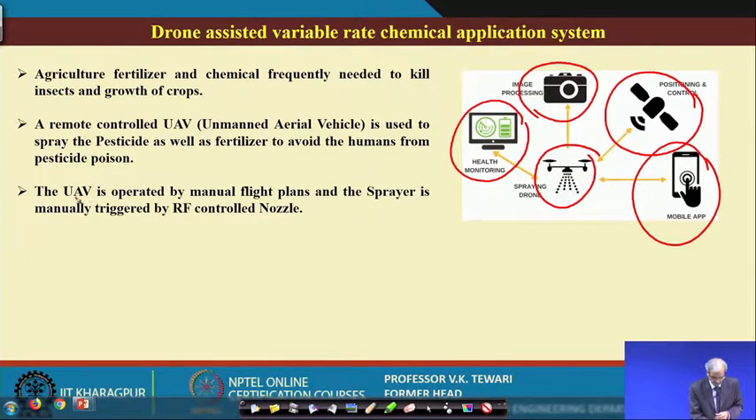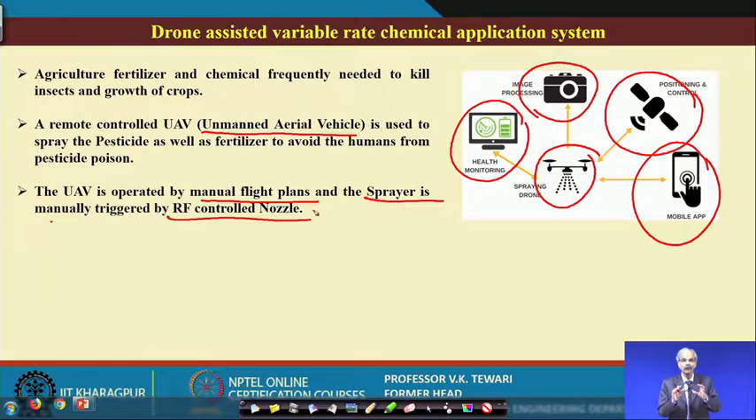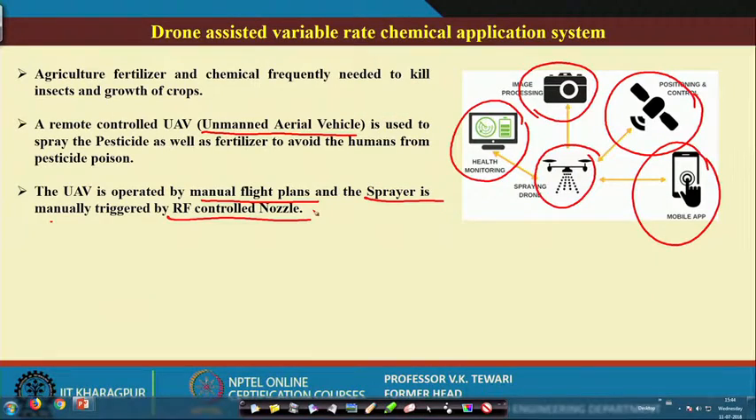Now, this UAV, which we also call an unmanned aerial vehicle, is operated by manual flight plans, and the sprayer is manually triggered by RF control nozzles. This is one way, that means you can control from a distance. It is possible that you have different sizes of payloads, so varying sizes of payloads could be designed, but it will be better if you design as per the requirement. In a country like ours, where 60% of the area is holdings of less than 1 hectare, one has to think of small such devices which can do the job over short distances, and at the same time in arduous places, say hill regions, where people cannot reach. Such devices may help us a lot.